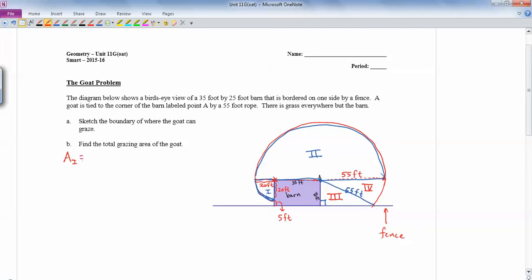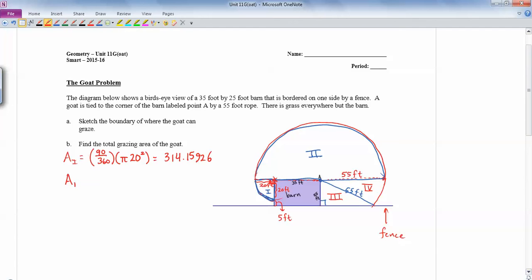So area of region 1. Well, region 1, if you look at it, it's actually a 90-degree sector right there. But notice the radius isn't 55. The radius is actually 20 if I were to keep it going all the way around. So since the central angle is 90 degrees, this is going to be 90 over 360. So it's a percentage of the circle's area, and this is a small circle, 20 foot radius. And if you type that all in, then you end up with 314.15926.